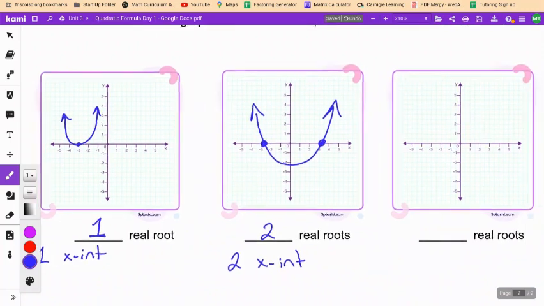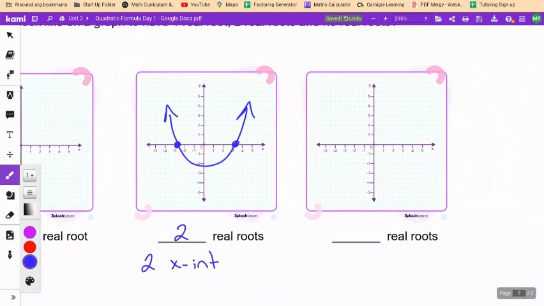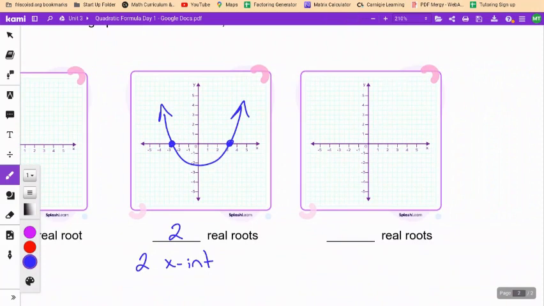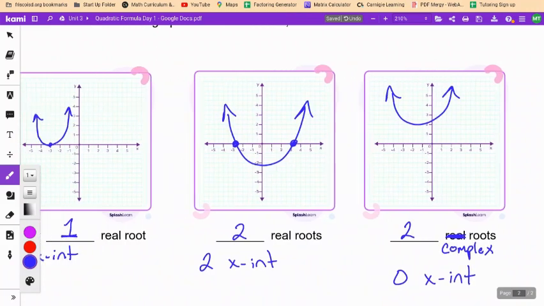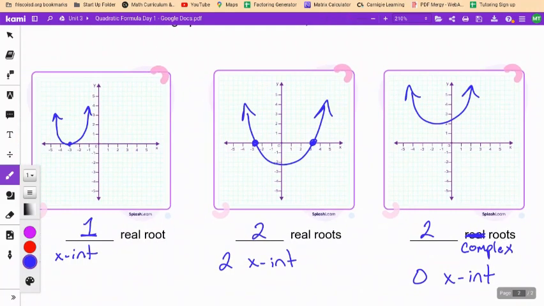Okay, and then this is the tricky one. We have a whole day dedicated to this. If we have two, again, we're going to cross out real and put complex roots or solutions, then we have 0 x-intercepts. Okay, and so that's how we can look at a graph and say, how many solutions should we have? One real, two real solutions, or two complex.